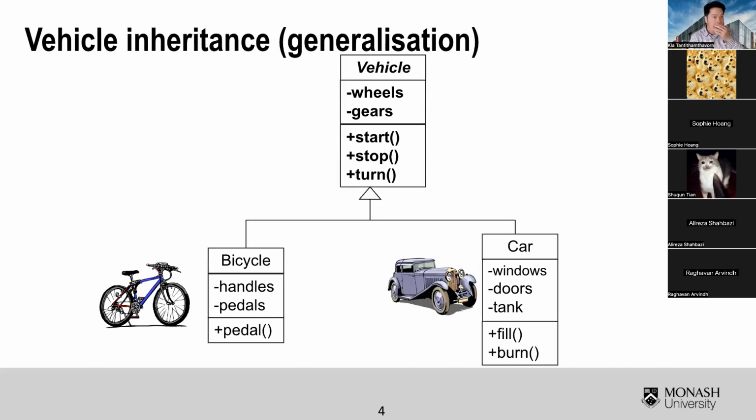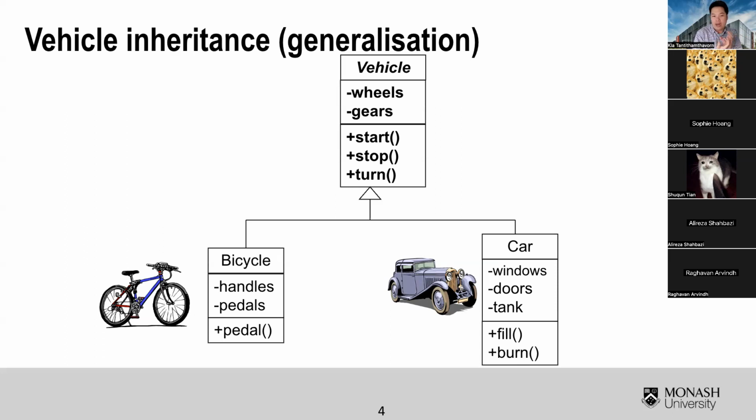Inheritance first. Some people call it generalization, right? When we talk about bicycle and the car, both are the same thing. It's called vehicle. And there are some common properties that bicycle and the car objects can inherit from the vehicle object here, right? So the common properties here should be the wheels and the gears. And there are three common operations, which are the start, stop, and the turn, all right?